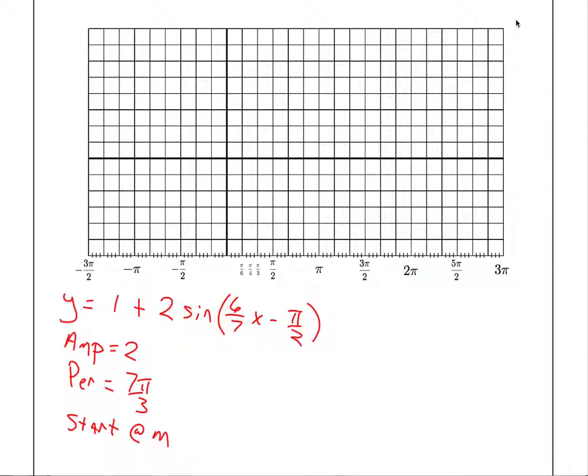All right, so I need to figure out how many spaces 7 pi over 3 is. 14 spaces is correct. So 3, 6, 9, 12, 14. Half of 14 would be 7. Half of 7 would be 3.5.